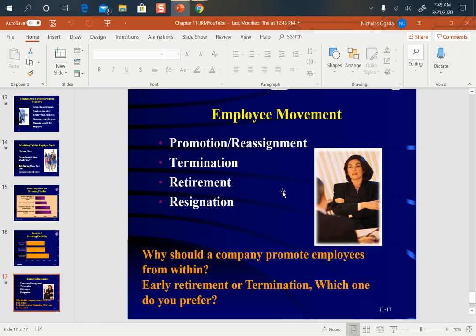So as you think about the chapter, let's close by saying, in terms of recruitment, ask yourself a few questions and try to find answers to them. For example, why should a company promote employees from within? That becomes internal sourcing. Early retirement or termination, which one do you prefer? You have seen some people go for early retirement, and some people leave the company, or you have to let them go and they go somewhere else. All these are HR issues.